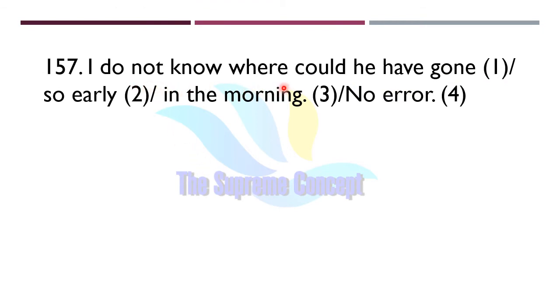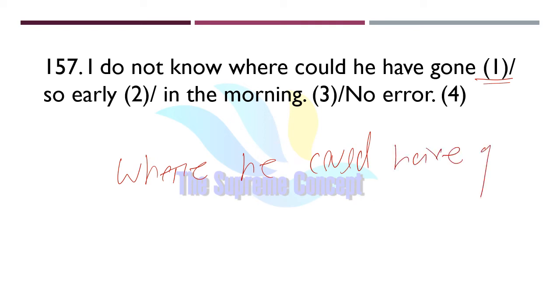I do not know where could he have gone so early in the morning. Find out your answer in this sentence. Yes, error lies in part number 1. This is an error based on the arrangement of structure. So we will use where he could have gone instead of where could he have gone.